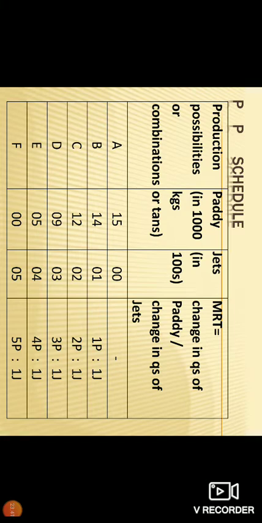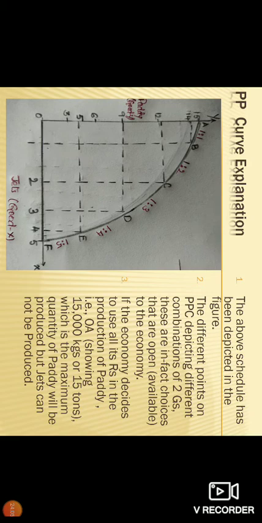Change I have written. Instead of change, you can write sacrifice. Here the change refers to gain. Change in the quantity of paddy refers to sacrificing in the quantity of paddy. Change in the quantity of jets refers to gaining in the quantity of jets. So when you divide, you get this ratio. That is the meaning of the example.